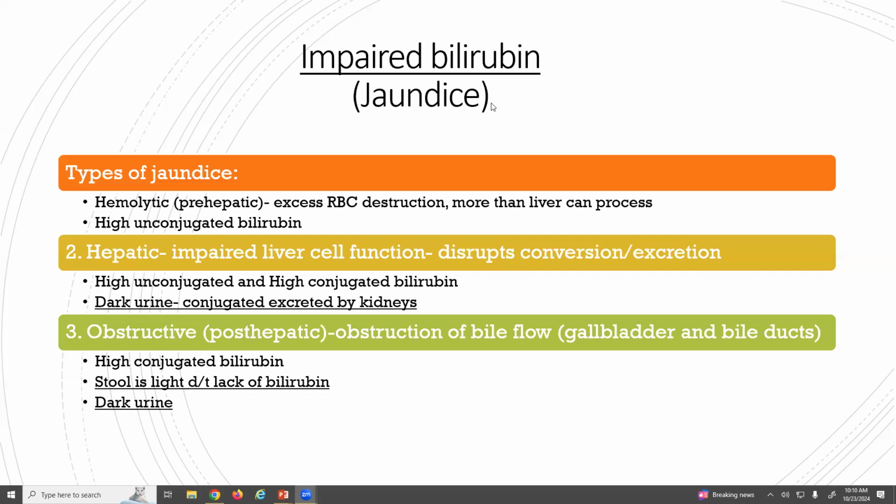Has anyone seen anyone with impaired liver function and their urine's extremely dark? I have the light stools, that's how she knows. Yeah, so you know that there's an issue with the bile, right? And the bilirubin because your stools are very different.